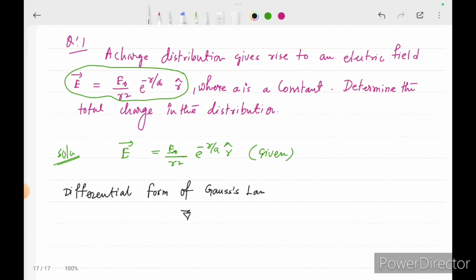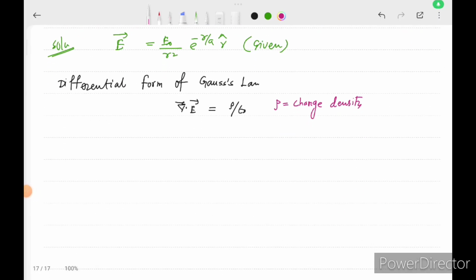The differential form of Gauss's law is nothing but divergence of E vector equals rho upon epsilon naught, where E is the electric field and rho is the charge density. From this expression we calculate the charge density, and then we calculate the total charge.